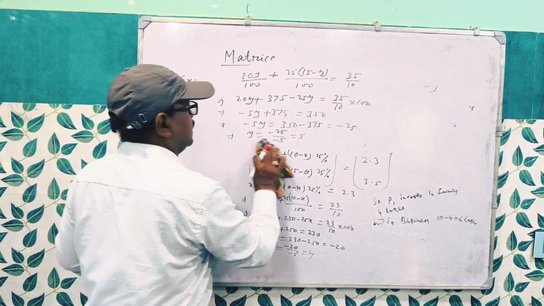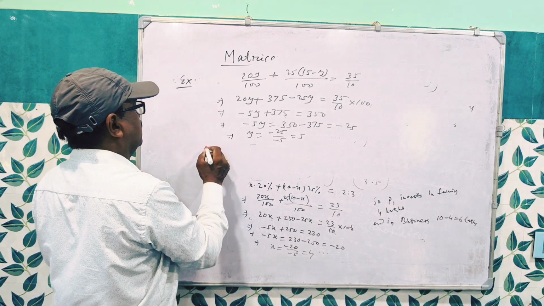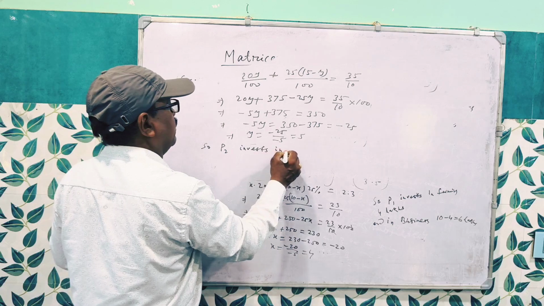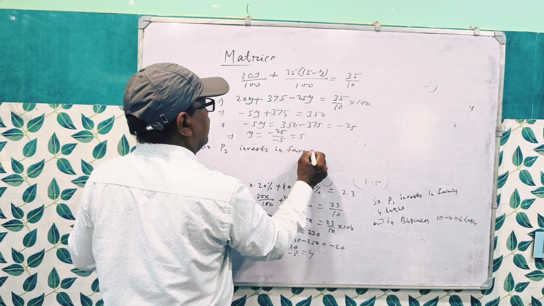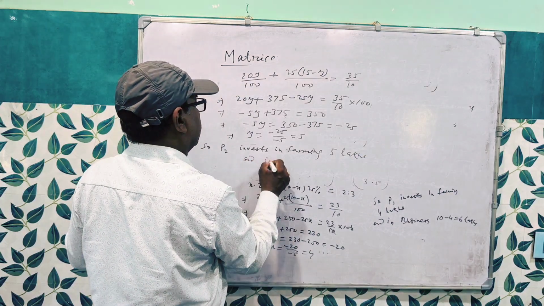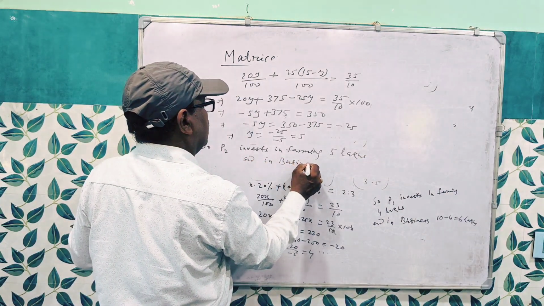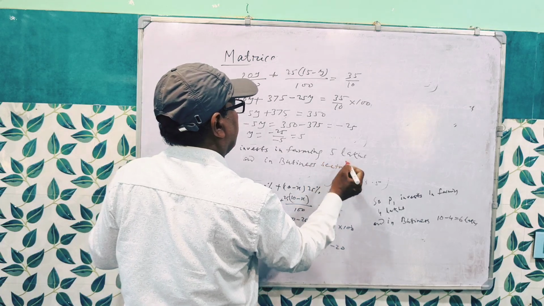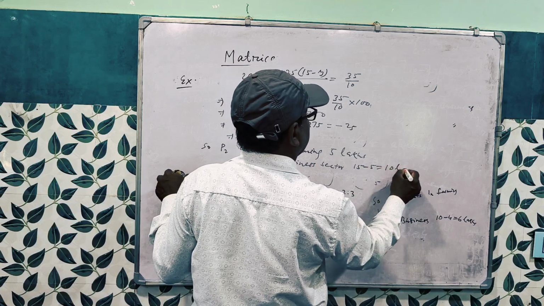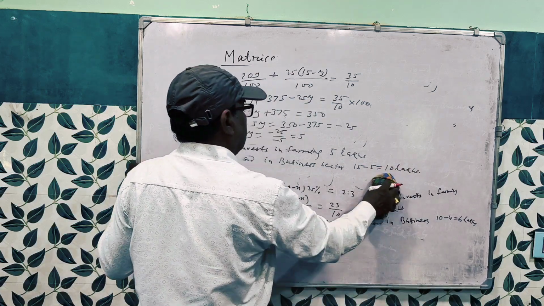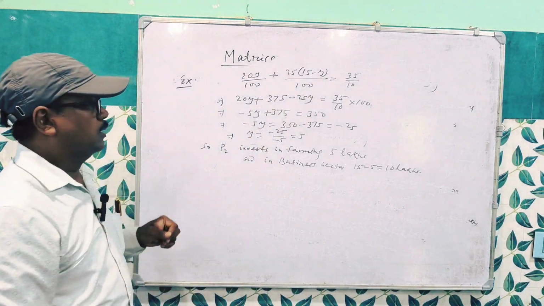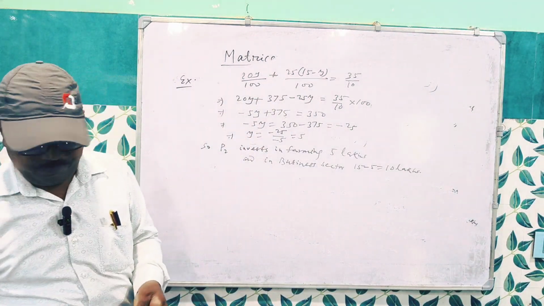That is, P2 invests in farming 5 lakhs and in the business sector 15 minus 5, which is equal to 10 lakhs. So this is the result we have got.